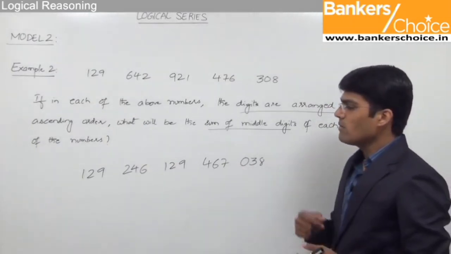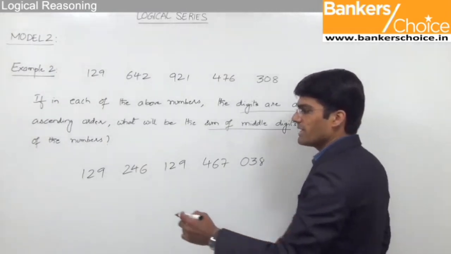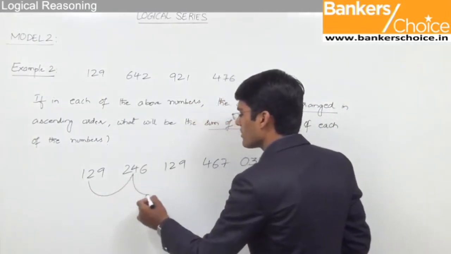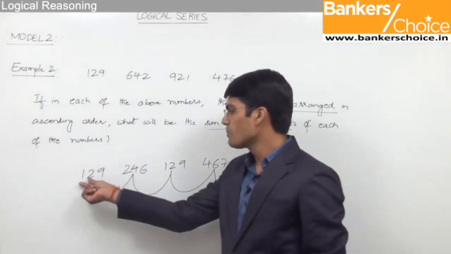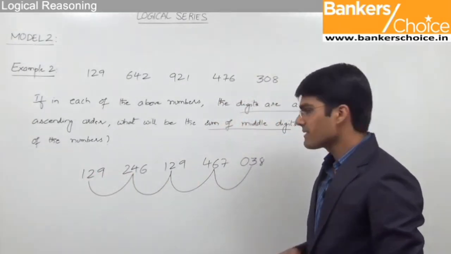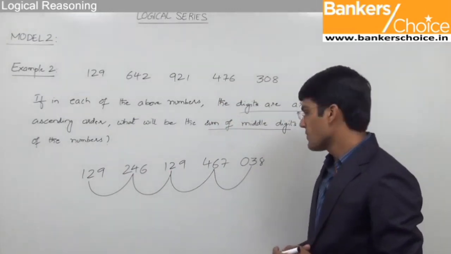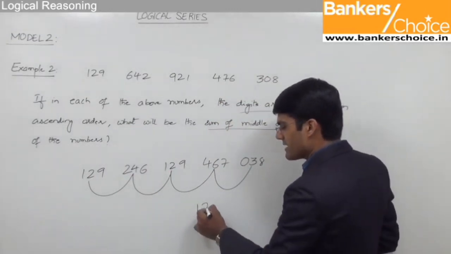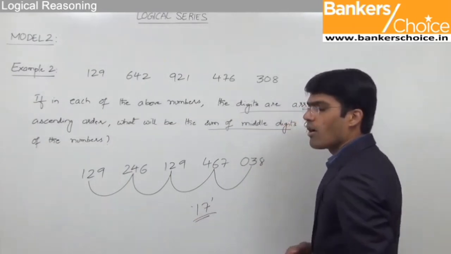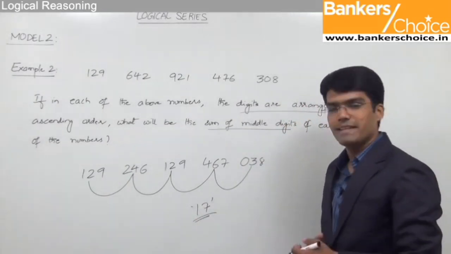Now we need to find out the sum of middle digits of each of these numbers. So we need to take the sum of 2, 4, 2, 6 and 3. So 2 plus 4 is 6, 6 plus 2 is 8, 8 plus 6 is 14 and 14 plus 3 is 17. So we can say that the sum of all the middle digits of these numbers after the digits are arranged in ascending order will be 17.